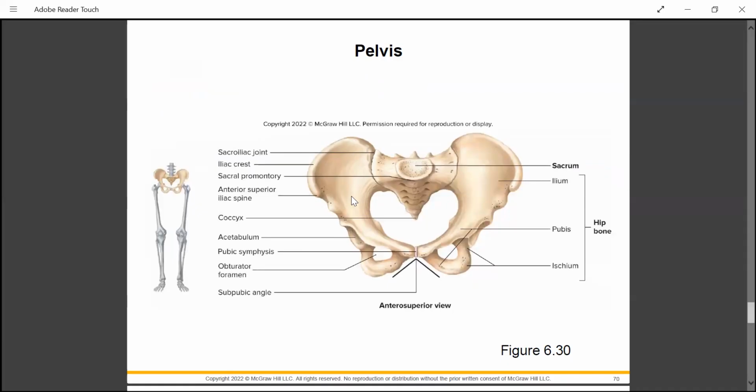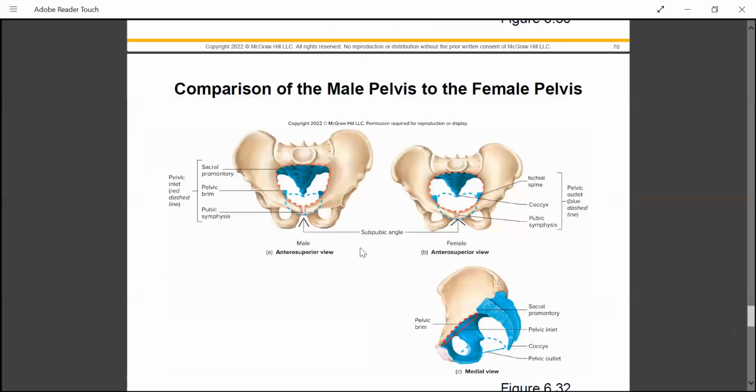So our pelvis is composed of 3 bones. Our sacrum is part of our axial skeleton. The pelvis itself is appendicular. So your ilium is this upper portion. Your ischium forms these bones down here, our sit bones in the back, and then this anterior portion is our pubis. So that's the pelvis. The acetabulum is the socket for our hip joint. That's where the head of the femur is going to rest in to form the hip joint.